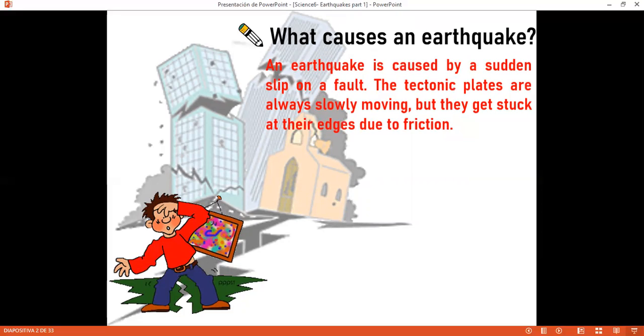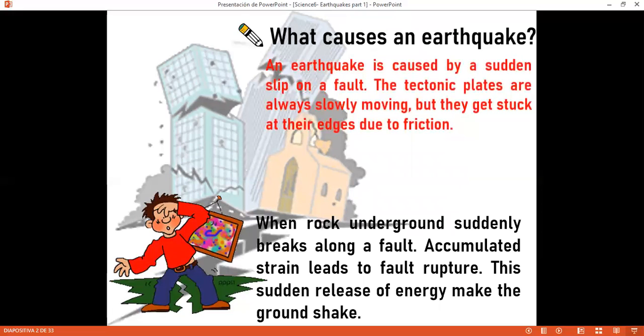They bump into each other and they make friction, and this friction is liberated as energy. That happens when the rocks that are underground suddenly break along the fault, and the accumulated strain that has been there leads to a rupture. This sudden release of energy makes the ground shake. It can be a big shake or a small shake, which are called tremors.